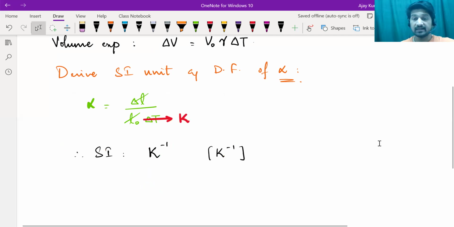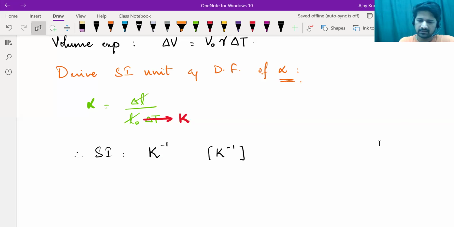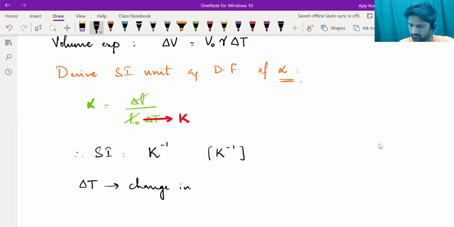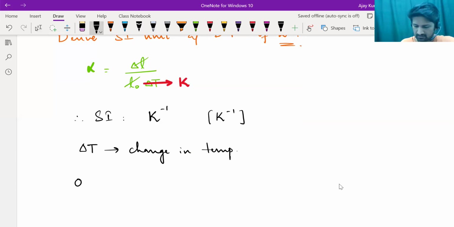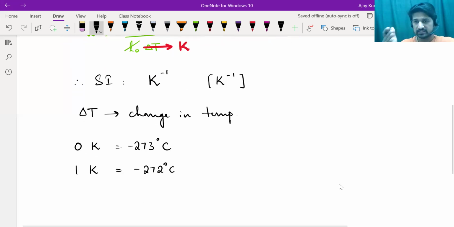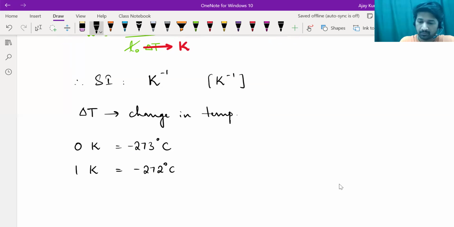Okay. Now, delta T, keep this point in mind, all of you. This is very important in heat and thermodynamics. Delta T indicates change in temperature. Changes in temperature on the Kelvin scale and Celsius scale are equal. Exact temperature may not be equal. For example, 0 Kelvin means minus 273 degrees C. 1 Kelvin means minus 272 degrees C. So exact temperatures are different on the two scales. But the change from minus 273 to minus 272 on the Celsius scale is 1 unit, or 1 Kelvin.